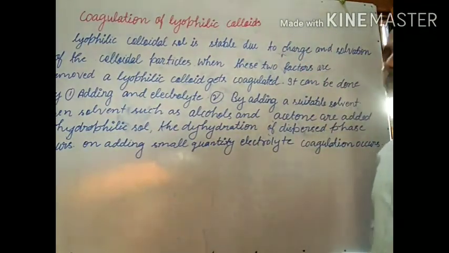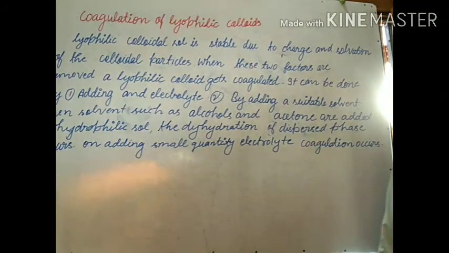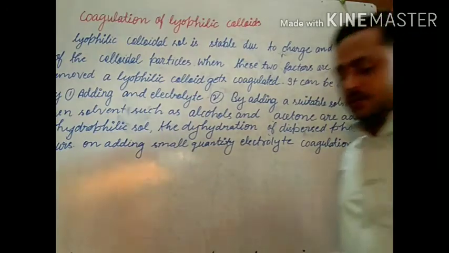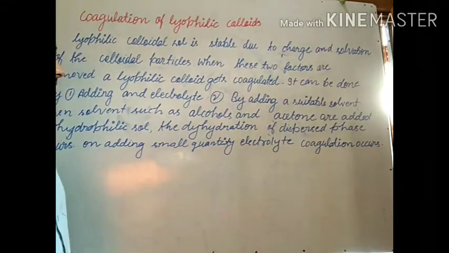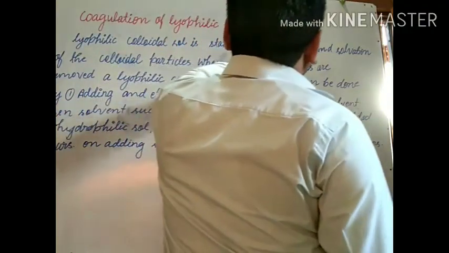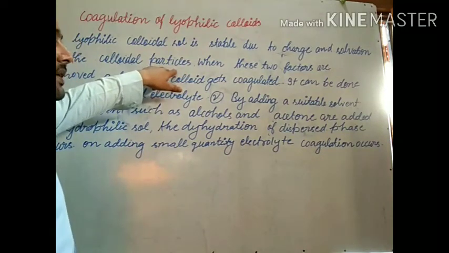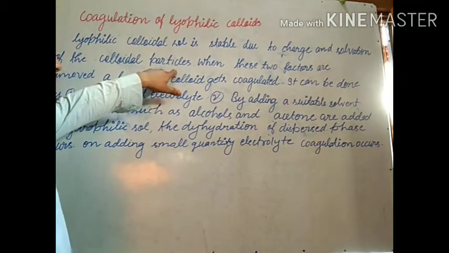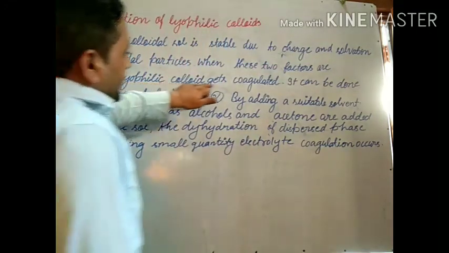Next, how can we remove that? By adding an electrolyte and by adding a suitable solvent. Two methods. So let us discuss lyophilic colloids. A lyophilic sol is stable due to charge and solvation of the colloidal particles. When these two factors are removed, a lyophilic colloid gets coagulated.